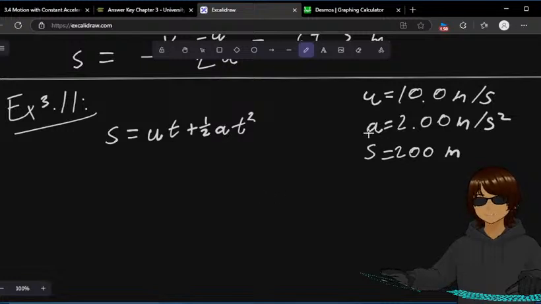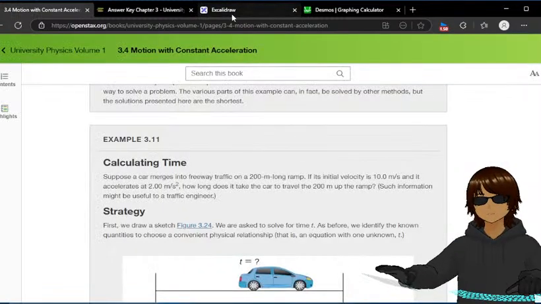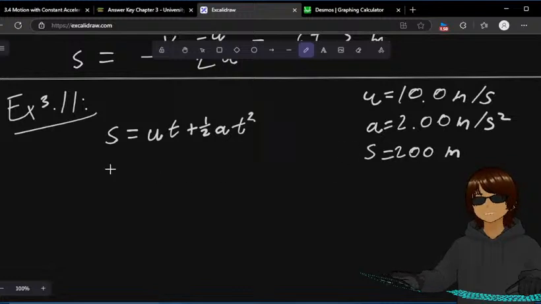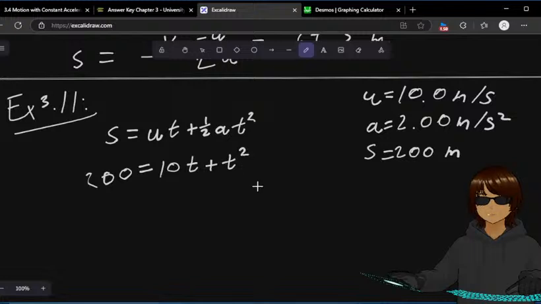So the acceleration is constant. The initial velocity is 10 meters per second, and if the acceleration is constant at 2, then how long would it take to cover 200 meters? Then 10t plus t squared.